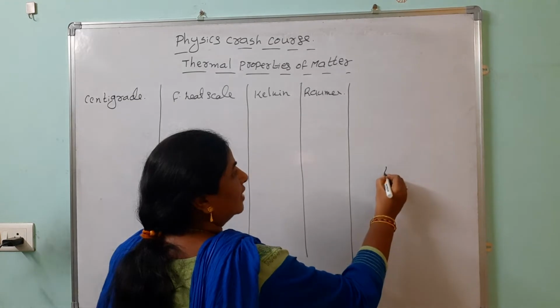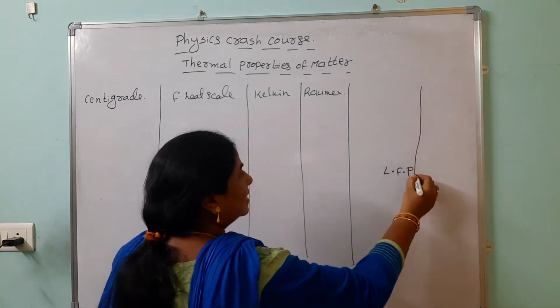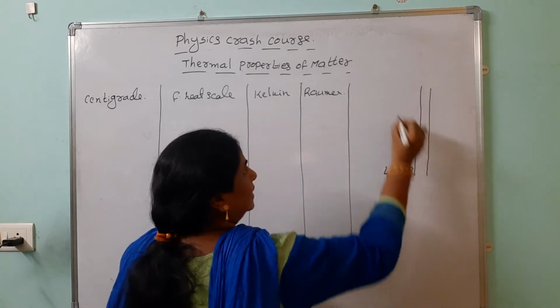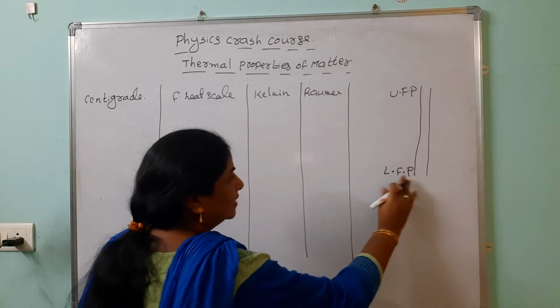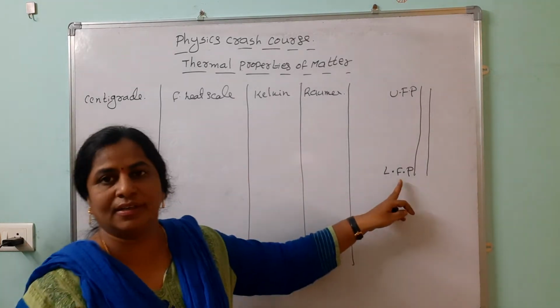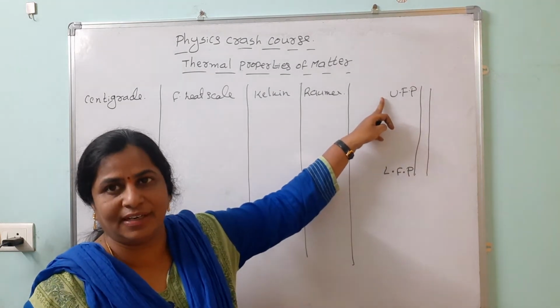One is the lower fixed point, LFP. Another one is the upper fixed point. Actually you can take the lower fixed point as the freezing point of water, the freezing point of ice, and the upper fixed point as the boiling point of water.